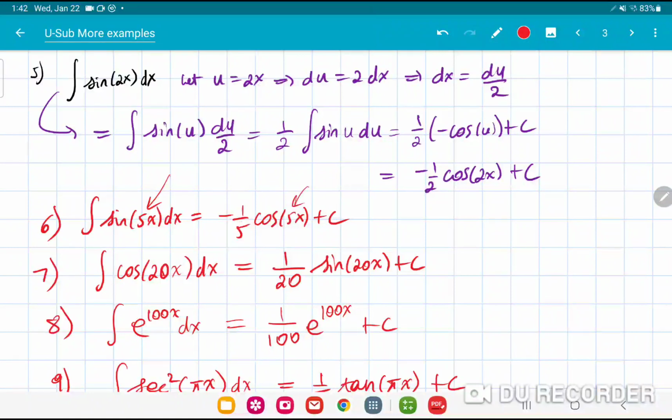All right. So these are the examples I wanted to look at for the u substitution. I will be doing the second video on a different topic.